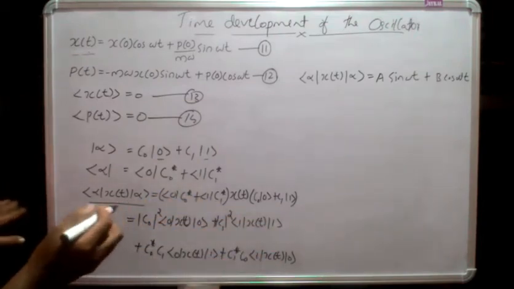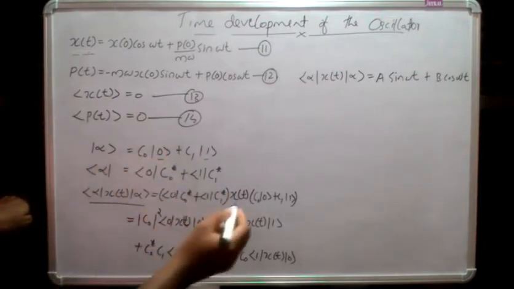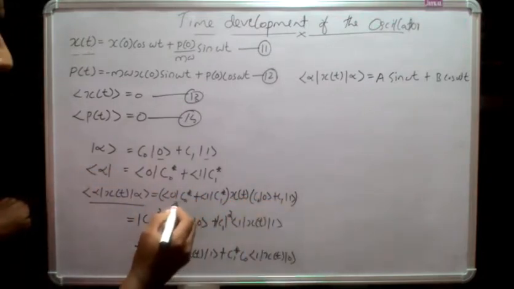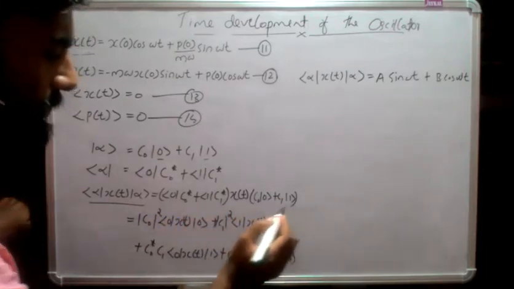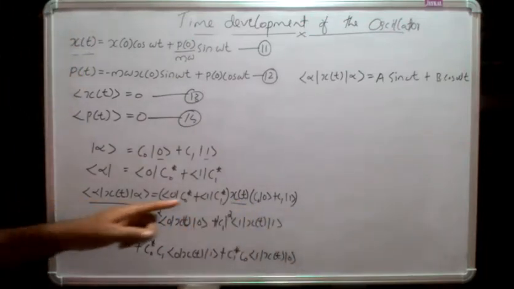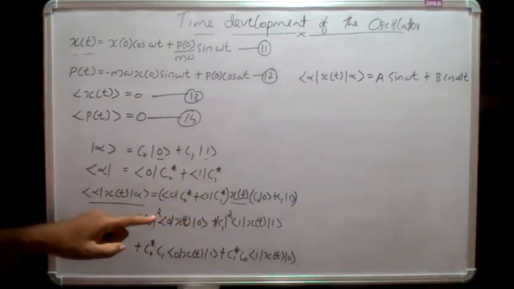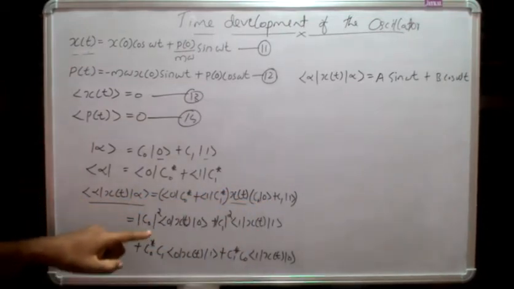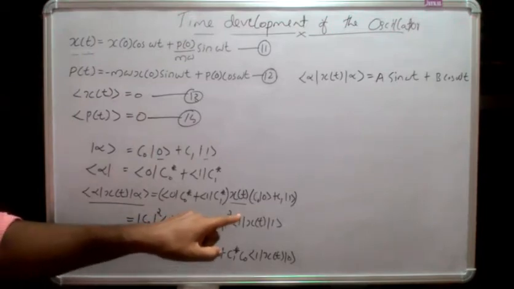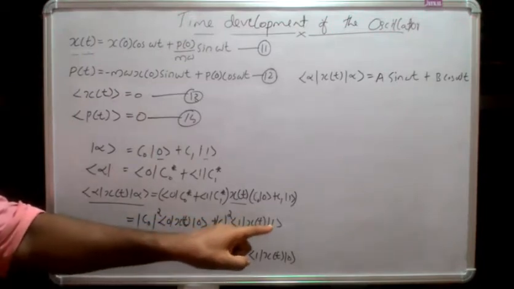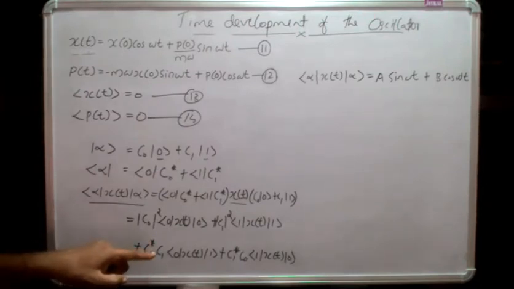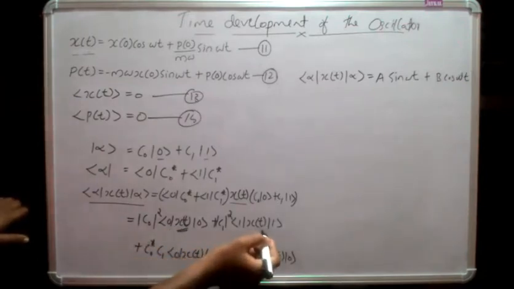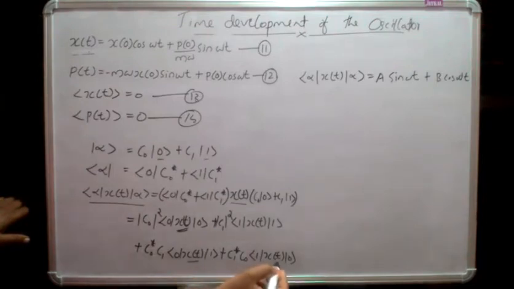Okay, and here x of t, and we know alpha is this one, and you know bra alpha x ket alpha. The bra alpha is this one, and ket alpha is this one. This is the x of t, and we can expand in this way: mod c naught squared <0|x(t)|0> plus mod c 1 squared <1|x(t)|1>, plus c naught star c 1 and this term. So we know what is x of t. Here x of t is there, here x of t is there, here x of t is there.